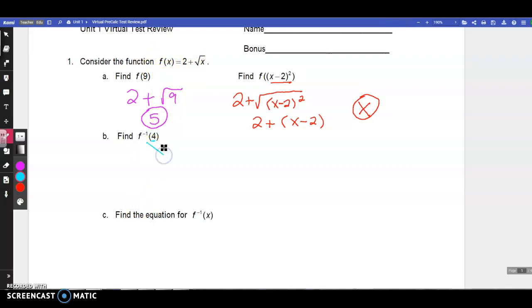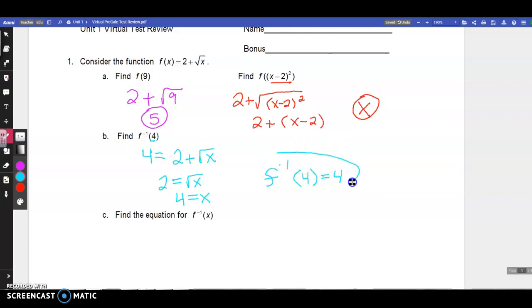So we can say 4 is equal to 2 plus square root of x. Okay, because this 4 is representing an output on my f function. So then I can just solve for x: subtract 2, and then square both sides. So 4 equals x. All right, so that means that f inverse of 4 equals 4.